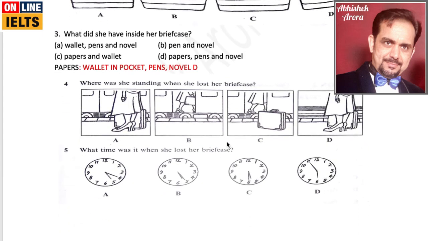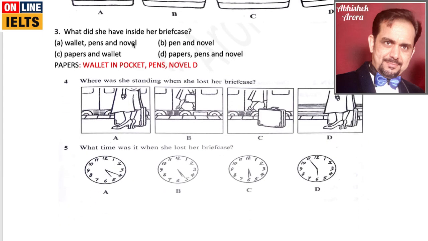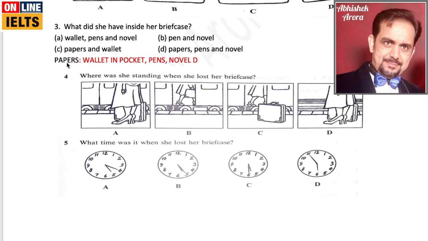Then what did she have inside her briefcase? So she says, I had papers, fine. And then she says, I had my wallet in my pocket. So here you need to use your common sense and presence of mind. No doubt this C option, we've heard both the words, papers and wallet. But actually she said her wallet was in her pocket. So that means she has not actually lost the wallet because it was not in the bag. Fine. So C is not the correct answer.